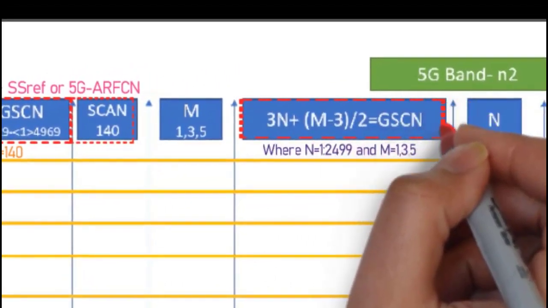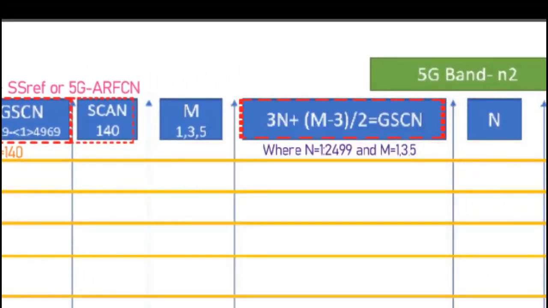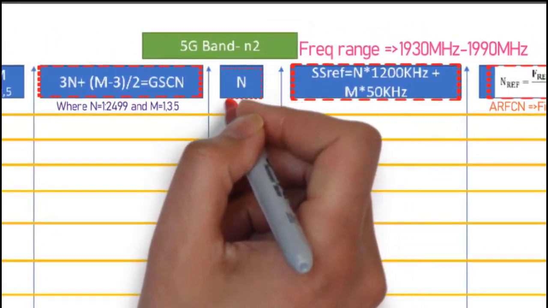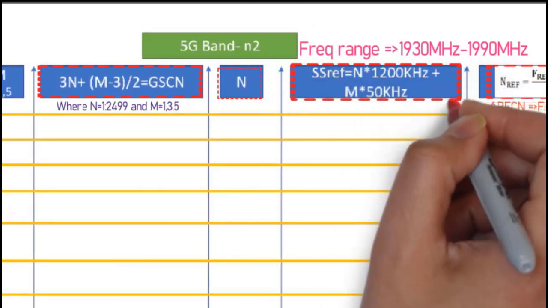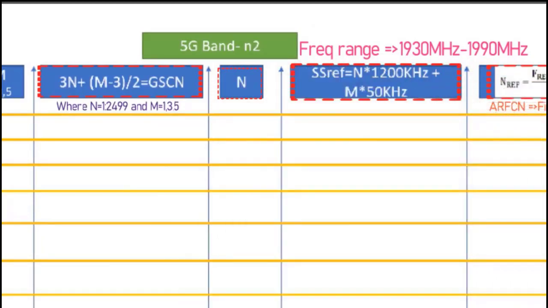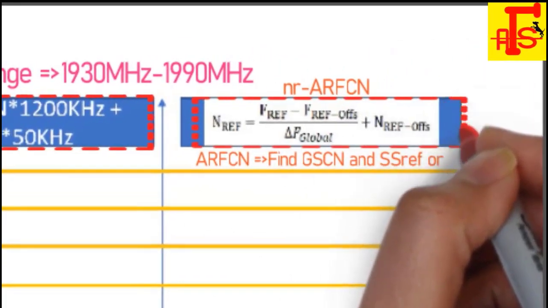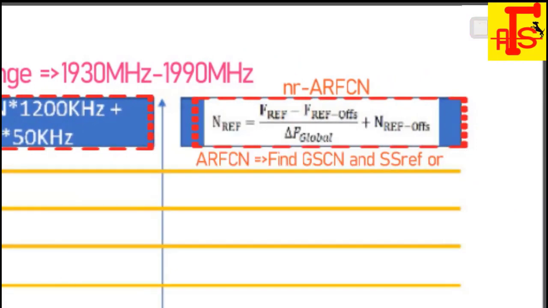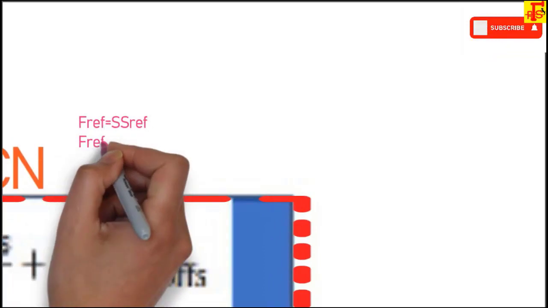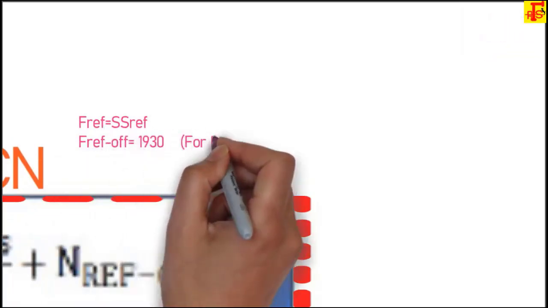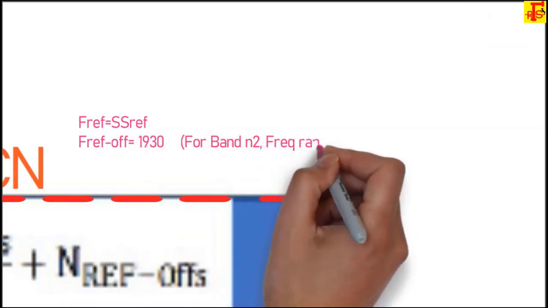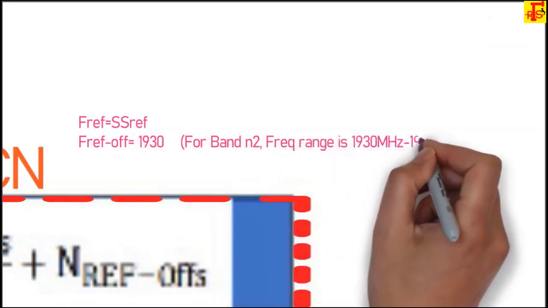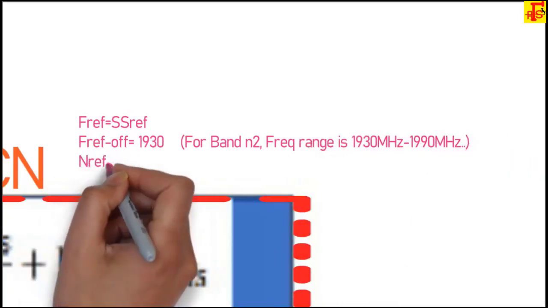So this is the GSCN calculation formula for the first range. From this formula we will calculate the n value. Once we calculate the n value, we will find the SSREF point, that is the SSB central position. After getting the SSREF value, we will calculate the 5G ARFCN value by using this formula, where FREF is equal to SSREF, that is the SSB central frequency point, and FREF offset is the first frequency where band N2 is going to start. What is the band N2 range? That is 1930 megahertz to 1990 megahertz.